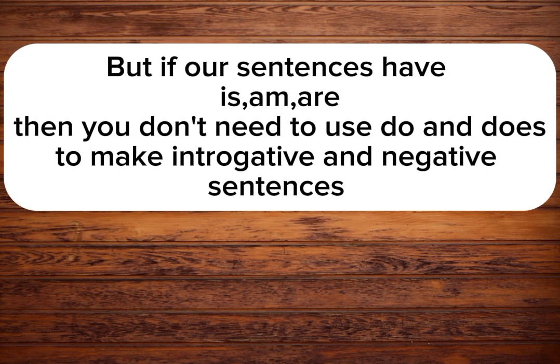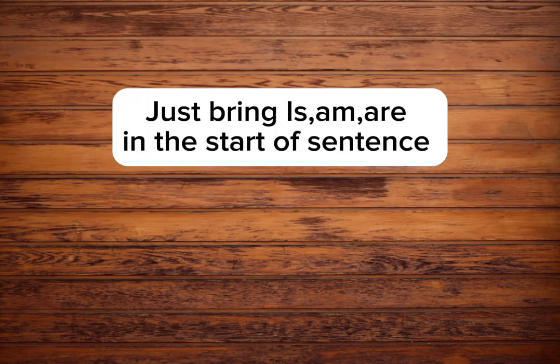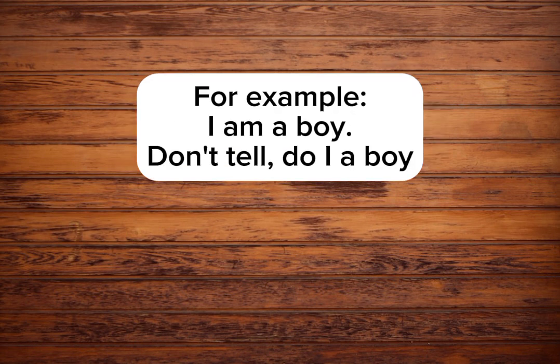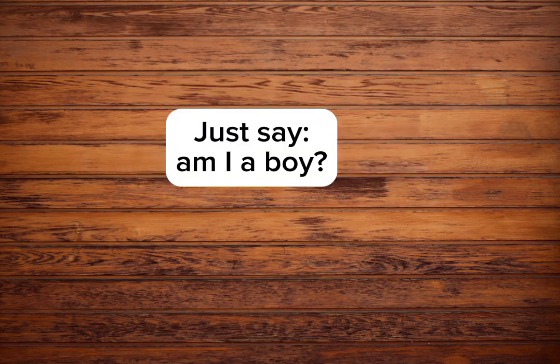But if our sentences have is, am, are, then you don't need to use do and does. To make interrogative and negative sentences, just bring is, am, are to the start of the sentence. For example, I am a boy. Don't say, do I a boy? Just say, am I a boy?